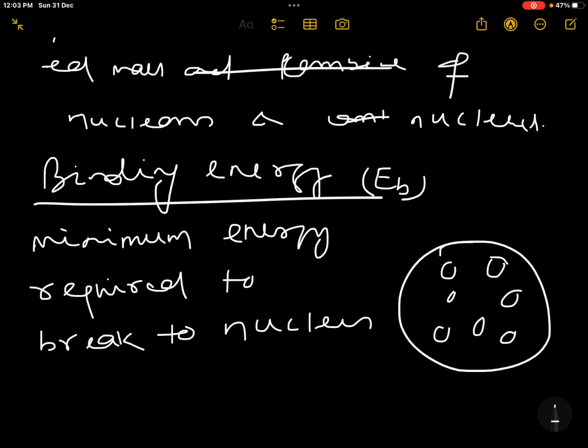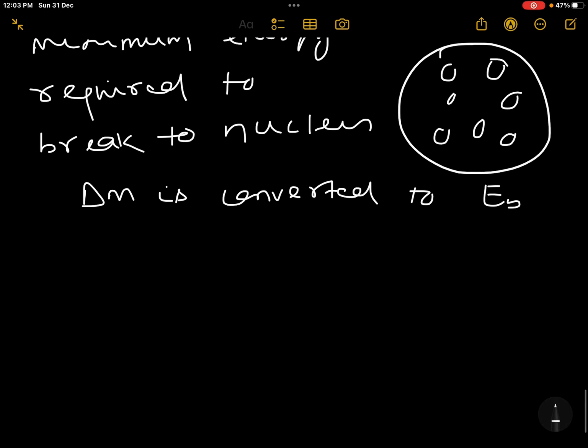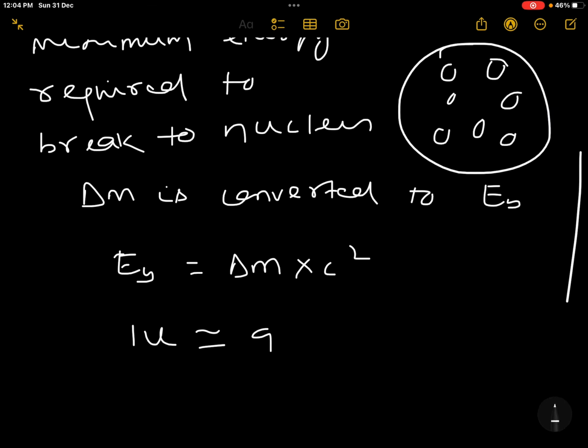Where did the energy come from? Delta M is converted to binding energy. So what is the formula for binding energy? Binding energy is equal to delta M into c square. This is Einstein's mass energy relation. Energy is equal to mass defect into c square. And you know, 1 amu is equivalent to how many mega electron volt? Can anyone tell? 931.5 mega electron volt. Do you know?